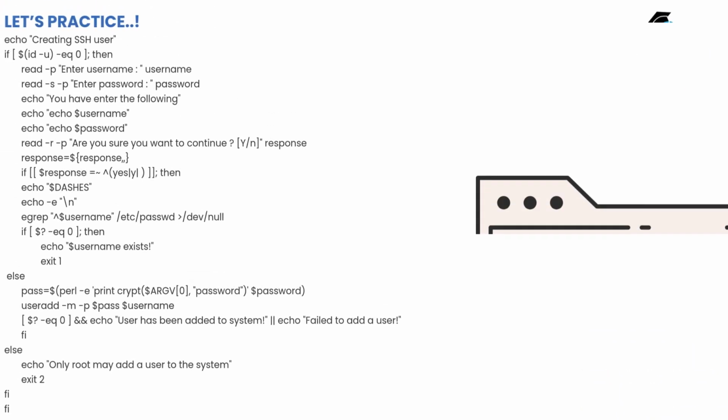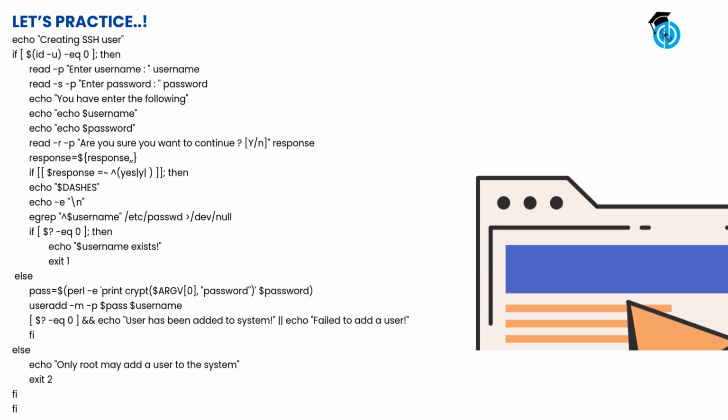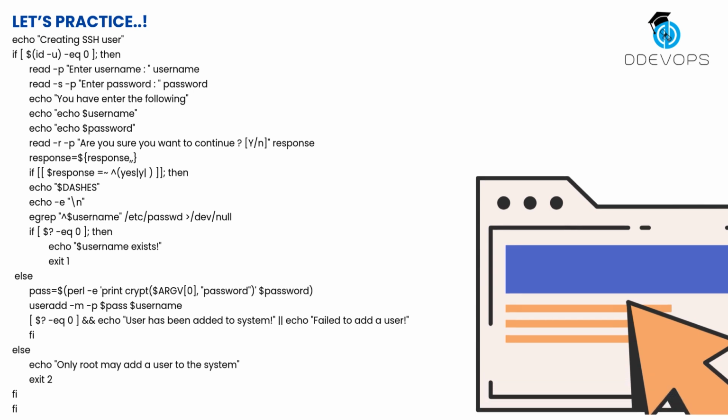Let's practice creating an SSH user with a shell script. This script checks if the current user is root, prompts for a username and password, confirms the input, and then adds the user, only if they don't already exist. It even encrypts the password using Perl before creating the account. This is a great example of combining user input, conditionals, and system commands to automate real admin tasks.